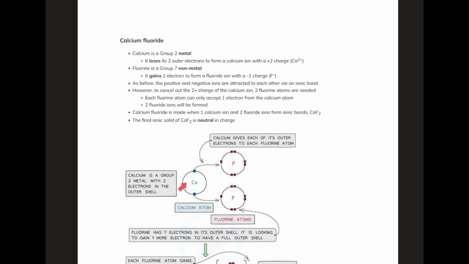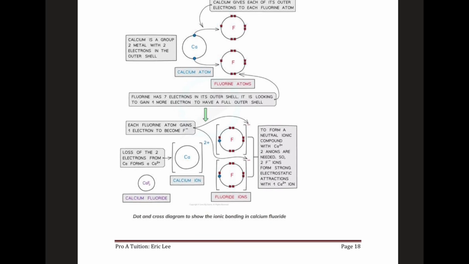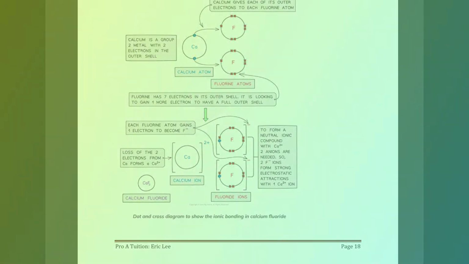Okay, so that's why 1 calcium has to bond with 2 fluorine, and this is the final diagram. So calcium becomes calcium 2 plus. So 1 electron is given to this fluorine, another electron is given to this fluorine. So this is fluoride, minus, so they cancel off. 2 plus and 1 minus and 1 minus at the end cancel off and form the ionic compound.